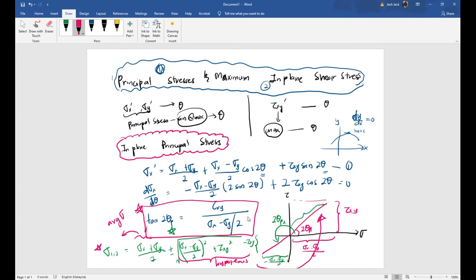For now we have two different equations. This equation can be used to determine the angle that contributes to the maximum principal stress, and this equation can be used to determine the principal stresses, the maximum and minimum principal stress. There is no theta here, so we can simply determine the value without calculating theta. Next.